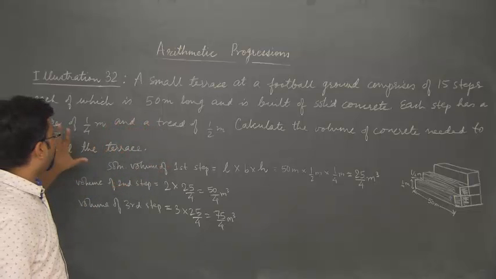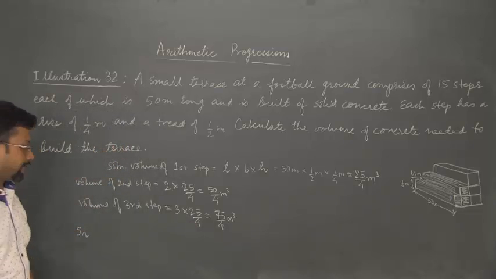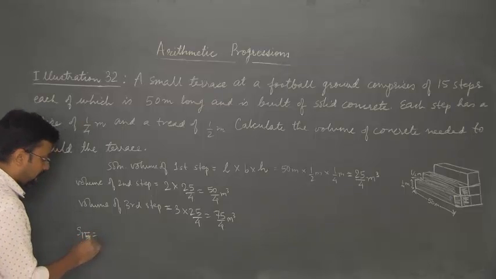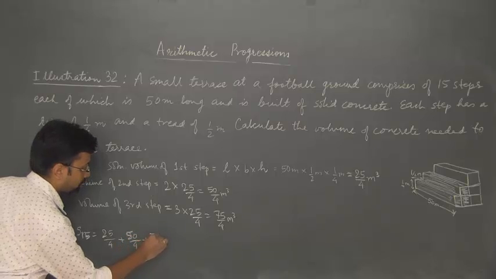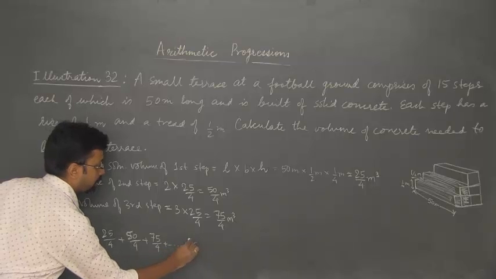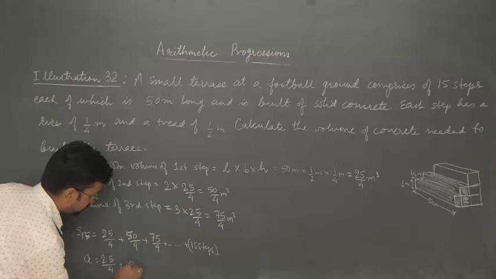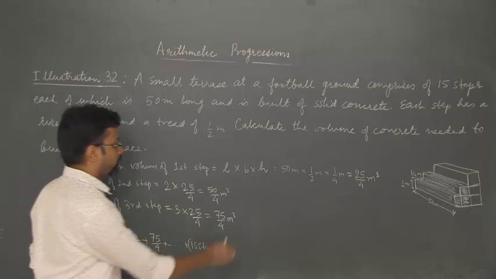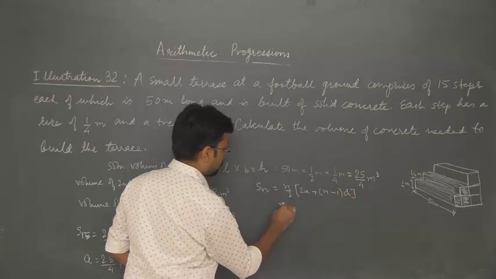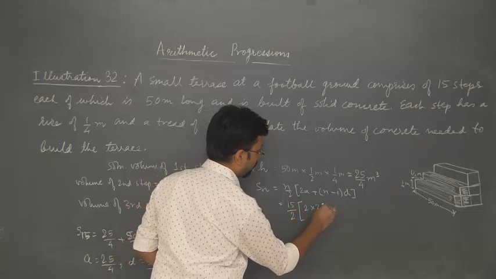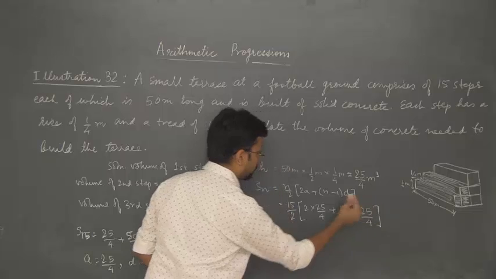Now we have to calculate the volume of the entire terrace steps. So what would that entire sequence be? The total volume would be Sn, which will be S15 because there are 15 steps, and it will be equal to the volume of the first step plus volume of the second step, volume of the third step, so on till 15 steps. Now here we have A equal to 25/4, we have D equal to 25/4. Now we can use the formula for Sn equal to n/2 into 2A plus n minus 1 into D, which is 15/2, 2 into 25/4 plus 15 minus 1 would be 14 into 25/4, because the common difference is also 25 by 4.